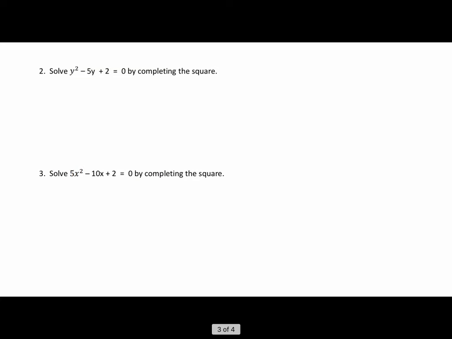Number 2, solve this equation by completing the square. So y squared minus 5y plus 2 equals 0. First, I look to see that there's no coefficient for the y squared, and then I want just the variable terms. So I'm going to subtract 2 from both sides. So that's y squared minus 5y, leave a space, equals 0 minus 2, which is negative 2.